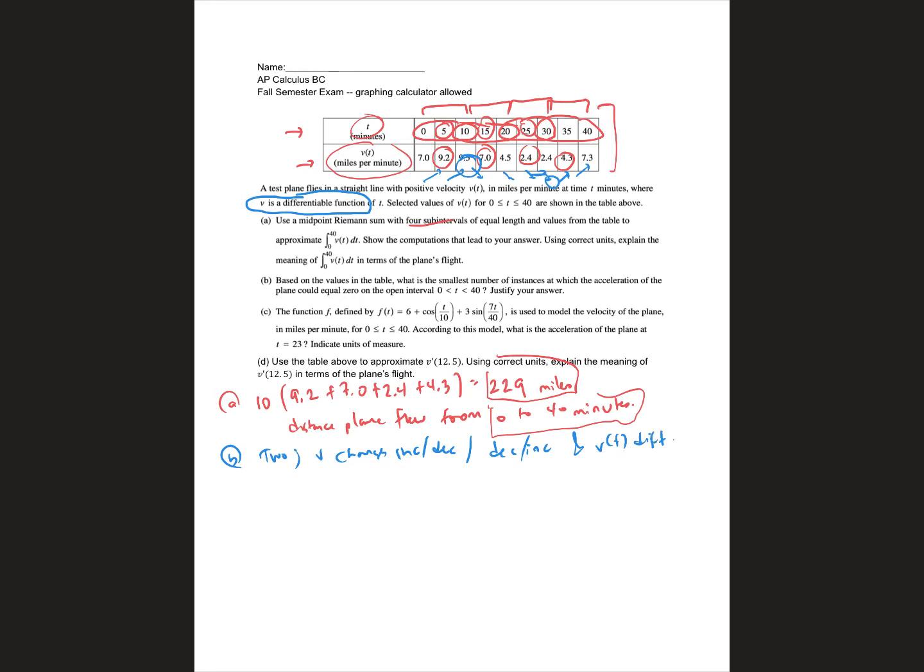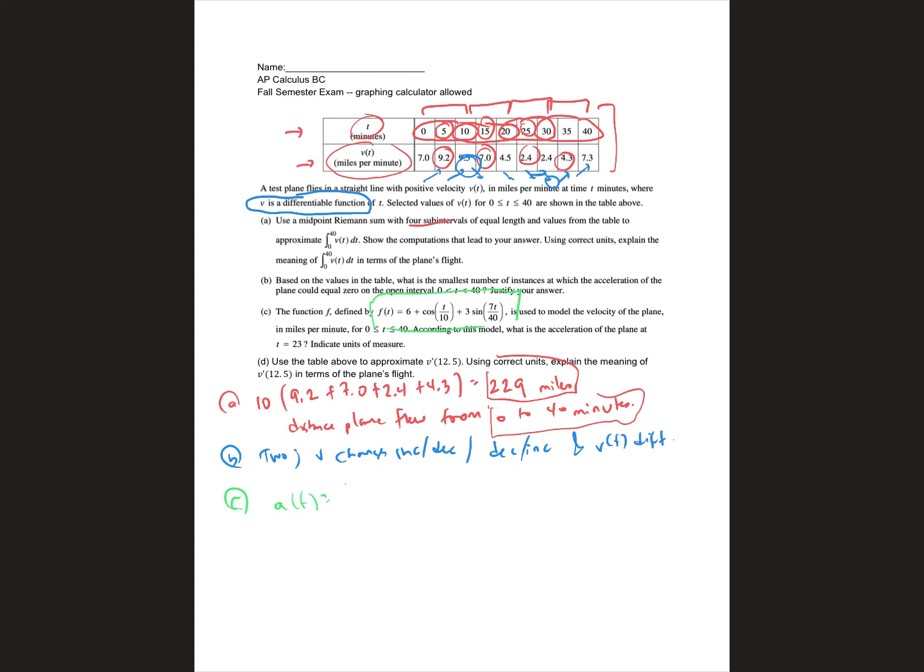All right, part C. They give you this function here and ask you to use this to find the acceleration. So the first thing you know is acceleration is the derivative of velocity. So we would take the derivative of that.